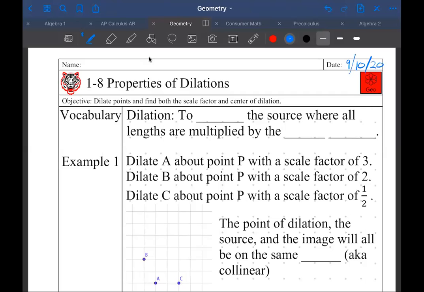So dilation, very simply, it just means to resize the source. So make it bigger, or it could be make it smaller, and depending on if you have negative numbers, really weird things happen too, but generally just resizing. Before this, all of the transformations that we've had were translation or a move, a reflection or a mirror, and then a rotation.